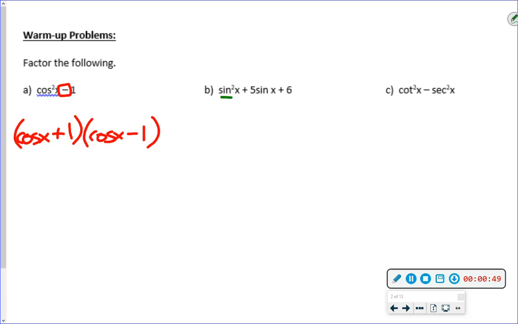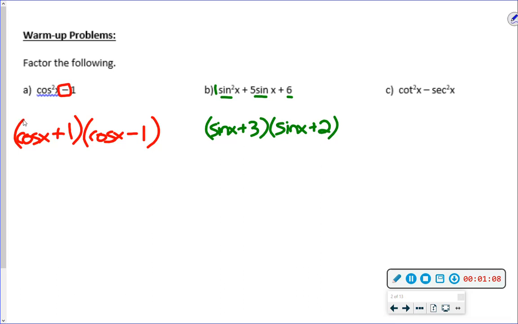Okay, B, a trinomial, lead coefficient 1. So you just have to play that little kind of magic number game. I need two numbers that multiply to 6 and add to 5. Well, 3 and 2. So we're going to have sine x plus 3, sine of x plus 2. And of course, you can have your factors reversed. You can have the 2 first, and then the 3.